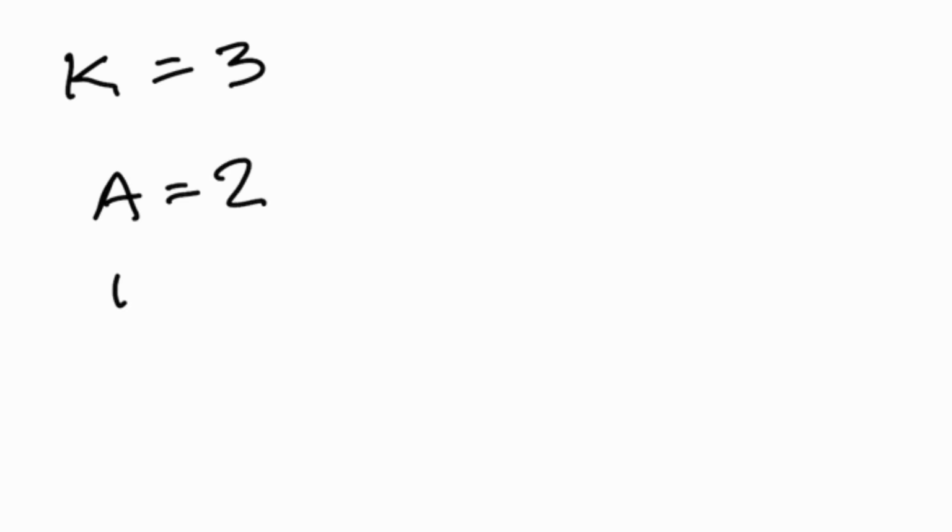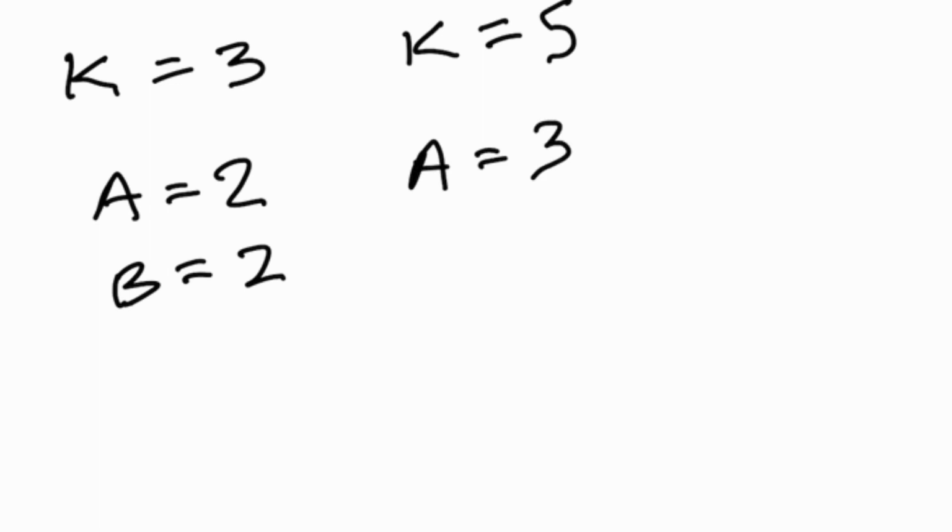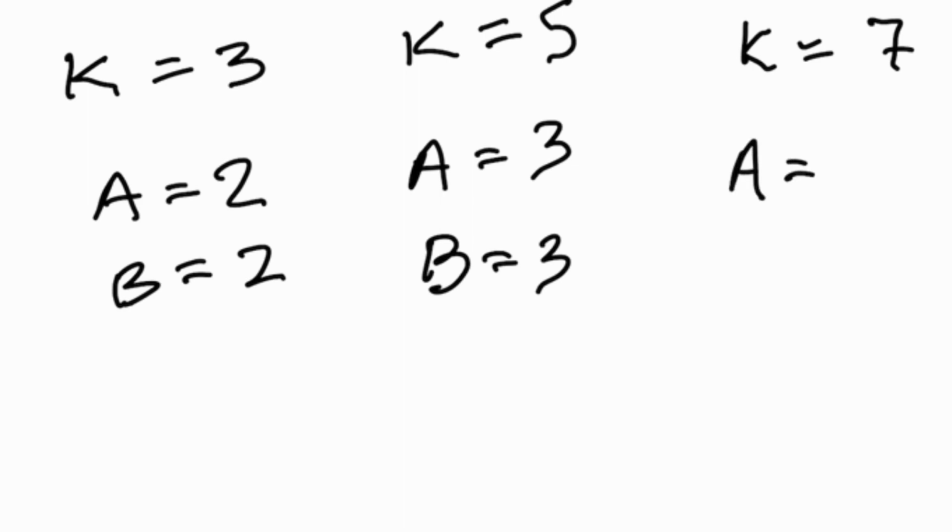So let's say the number of bridges between two land areas A and B is some number called K. When K was equal to 3, we saw that A appeared 2 times and B appeared 2 times. When K was equal to 5, we saw that A appeared 3 times and B appeared 3 times. Can you guess what it would be if K is equal to 7? Now we could draw a diagram and go through it, but you might be able to guess at this point that A would be 4 and B would be 4.